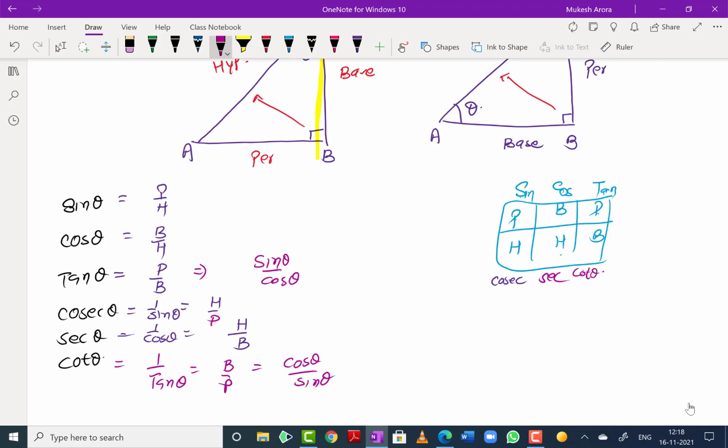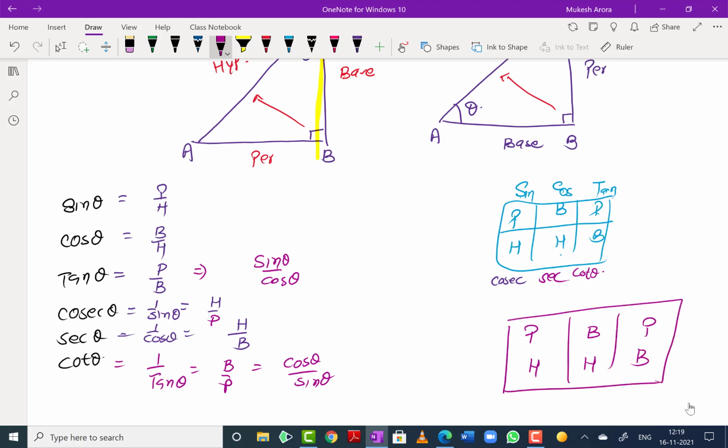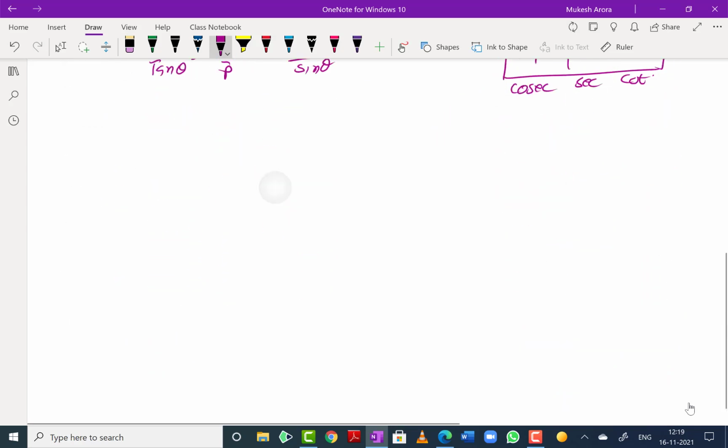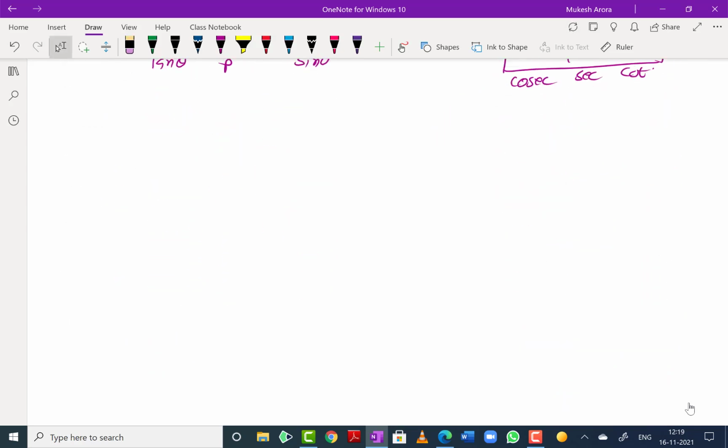Or some remember in other way, that is Pandit Badri Prasad Har Har Bhole. This is sine, cos, tangent, cosecant, secant and cot theta. So what kind of a sum we get and how to do the sums? Now we have to understand.